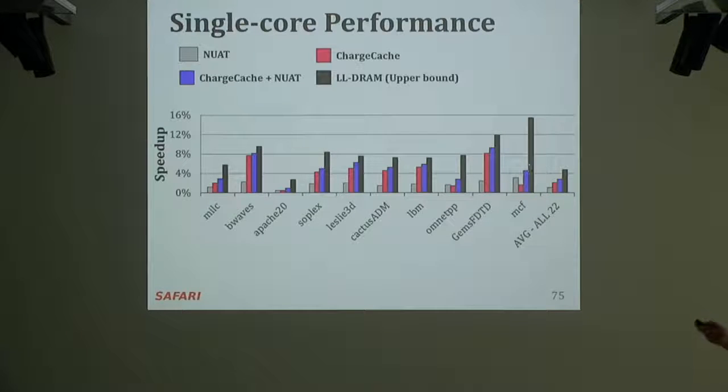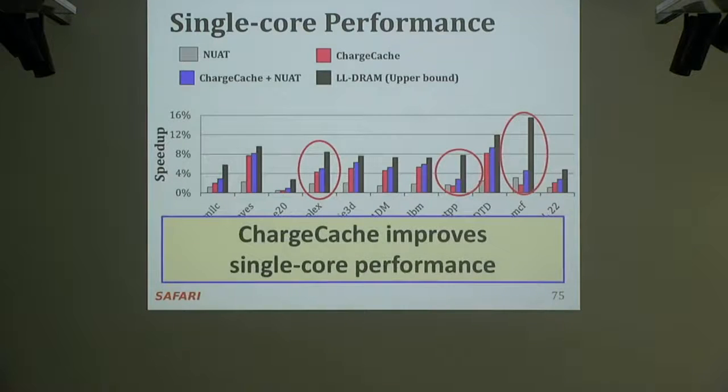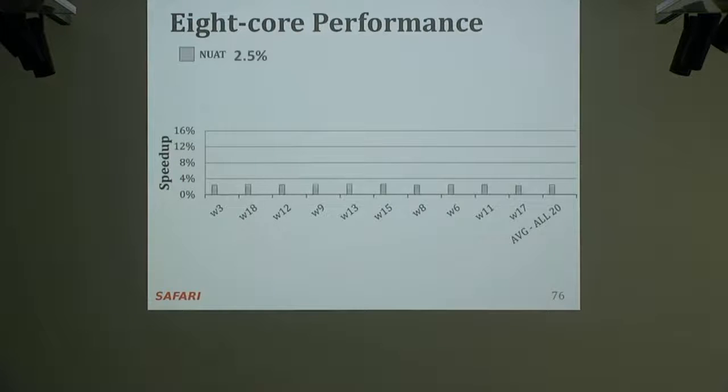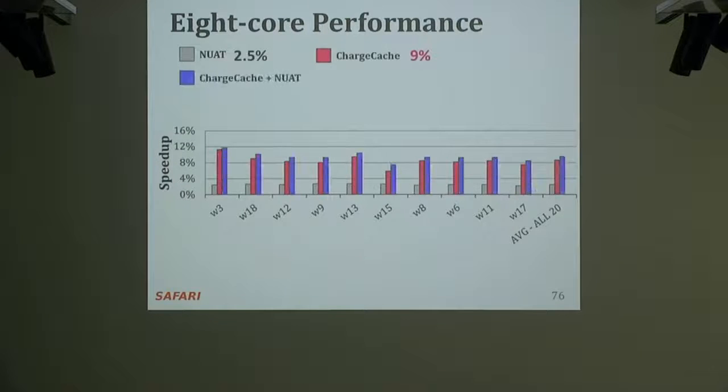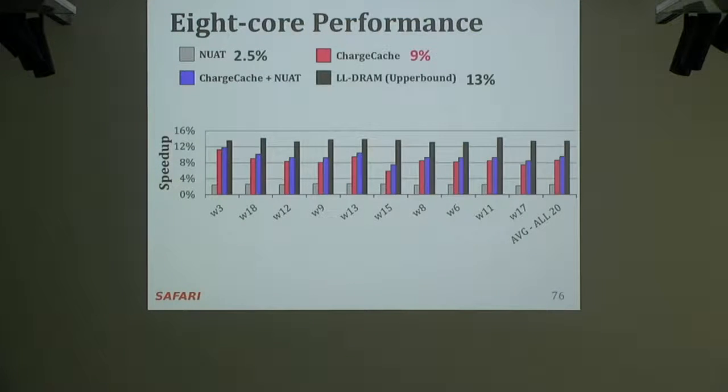But if you increase the charge cache size, which is in the paper, you get closer over here. The upper bound is you always access DRAM with the lower timing parameters that you use for the rows that hit in the charge cache. Okay, you can read the paper for more detail. And 8-core performance is even higher, of course, because these are more memory-intensive workloads.